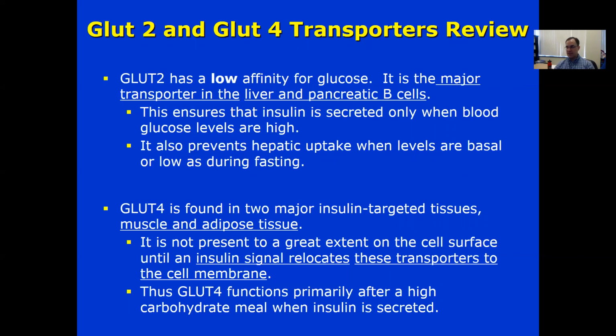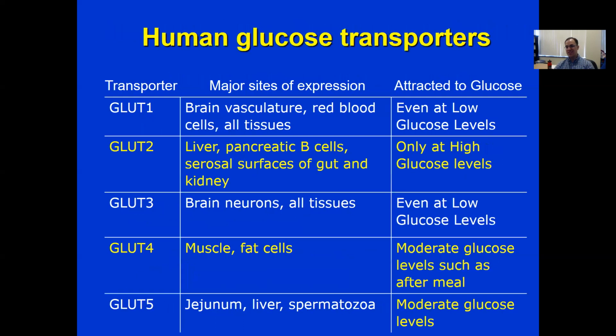But the idea with this tiering system is it ensures that the brain receives glucose first, followed by the adipose tissue, skeletal muscle, and then finally, only when levels are very, very high, will the liver and the pancreas, etc., receive glucose. So we have, again, this tiering system that protects our body and ensures that tissues that need the glucose most, even at low levels, will get it first, followed by these other tissues as your blood glucose levels rise.